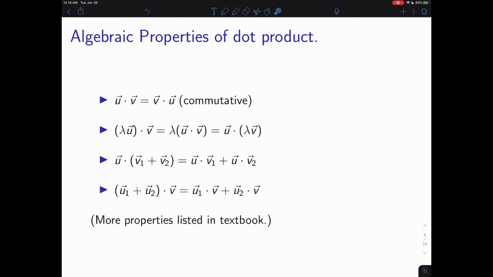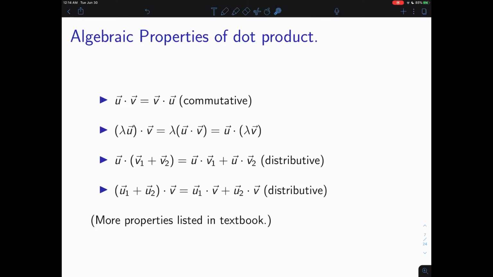These last two might remind you of something. Those are both distributive property. It's distributive. So dot product is distributive over addition, or dot product distributes over vector addition. This second one that I've written, the name is a little bit more obscure.